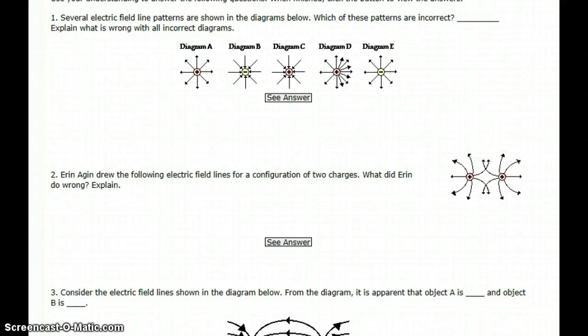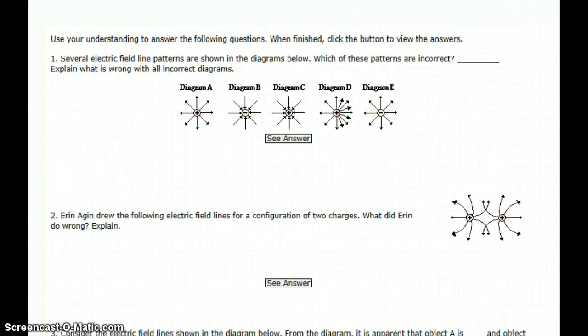Okay, so in this particular screencast, we're going to check to see if we can figure out some of the relationships in the shapes of electric fields and what the pictures can tell us. Okay, so in this one, we are trying to figure out, number one, which of these are incorrect.